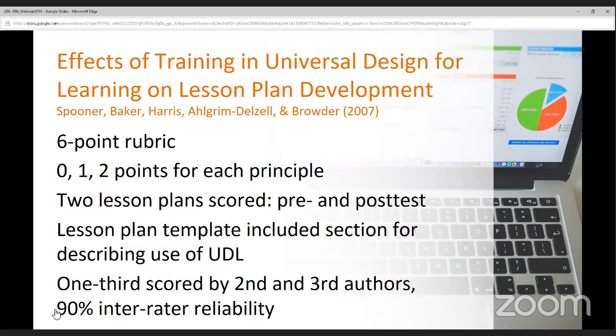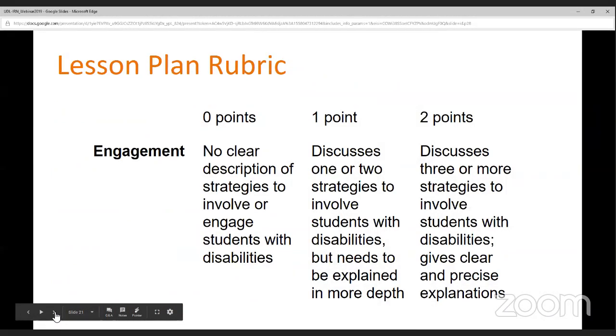And as you can see here on the slide, the reliability of scoring the lesson plans by multiple people was super important, because in this case it can be very subjective. But in this particular study and in all other studies that use this format, they actually reached a very high reliability. So I just wanted to show you some examples. Here is an example of the lesson plan rubric specific to multiple means of engagement. You can see you could get a 0, a 1 point, or a 2 points on that.